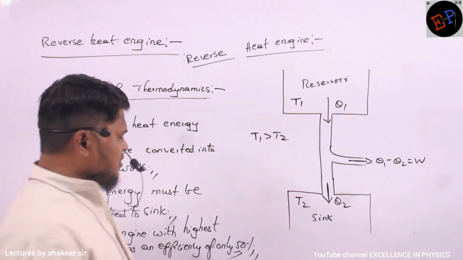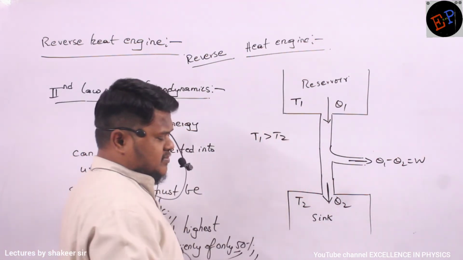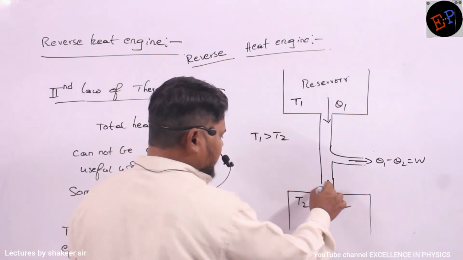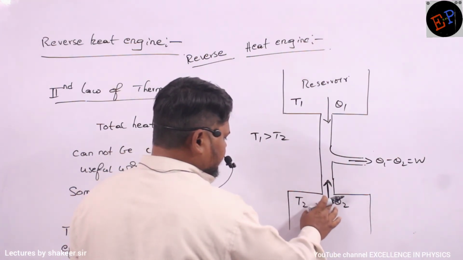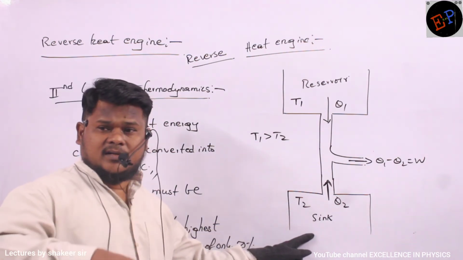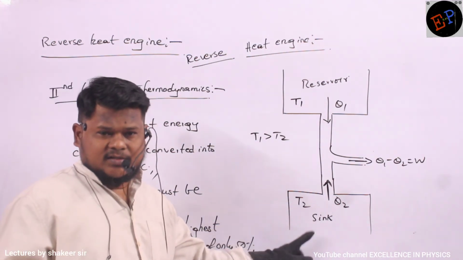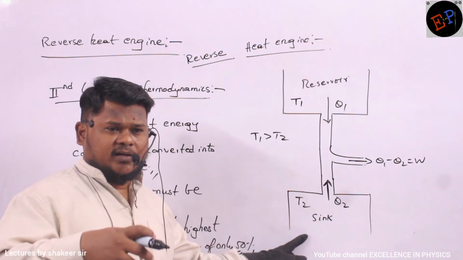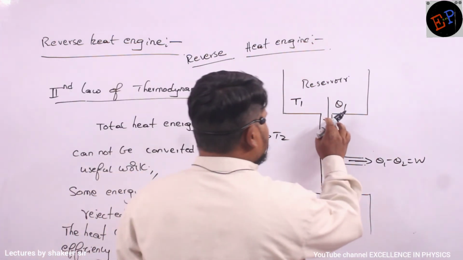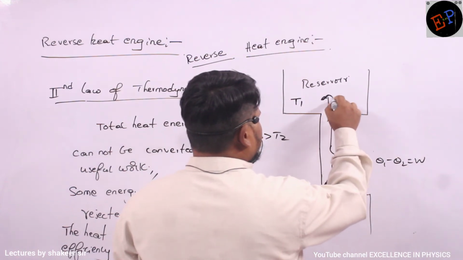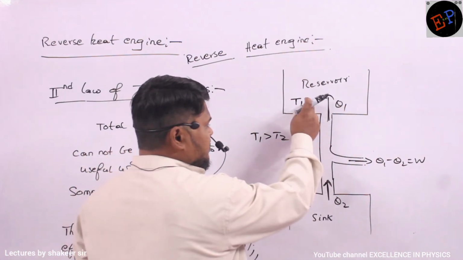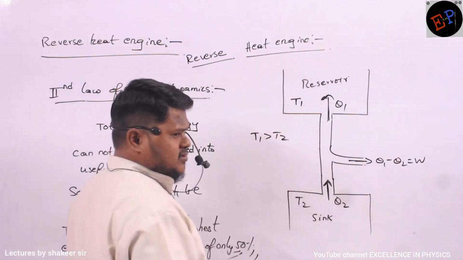But what I want to do is change these directions. Previously Q2 was entering into the sink, no? Now the Q2 direction will become like this. This is the direction of Q2. It means heat energy is taken from the sink. This is a cooler body, no? I want to take heat energy from a cooler body and give it to a hotter body. It means here also the direction of the reservoir heat energy will change. If these two change, definitely this direction also will change, no?